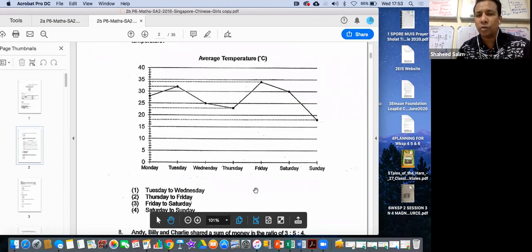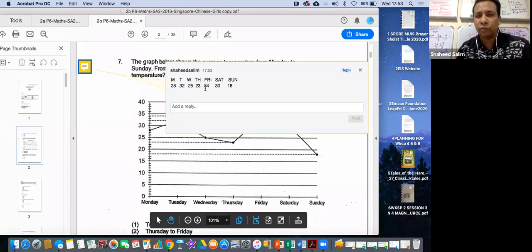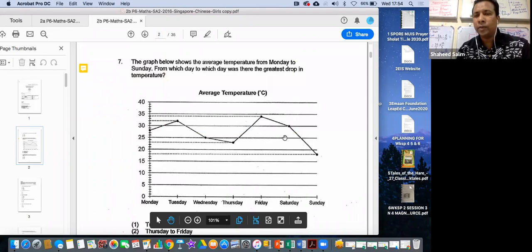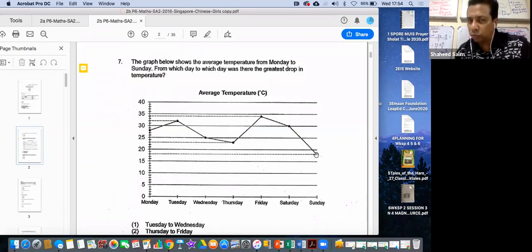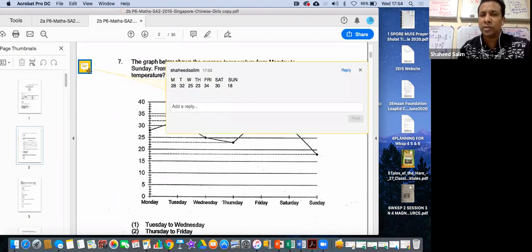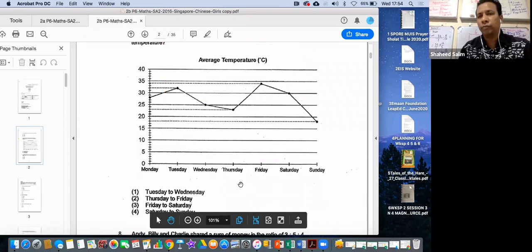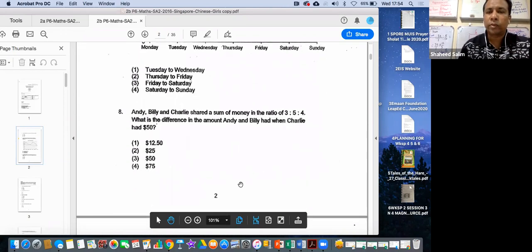Number 3, Friday to Saturday. Look at Friday, Saturday, there's a drop. So what is the drop? On Friday is 34. Saturday is 30. 34 minus 30, you get 4 degrees. And the last one, you can see actually from the diagram, you went through 1 bar, 2 bars. This is the only one that dropped 2 bars. But how much is it? 30 minus 18 is 12 degrees. So you know the answer is 4. You cannot lose marks for this type of question. You must score. Okay.